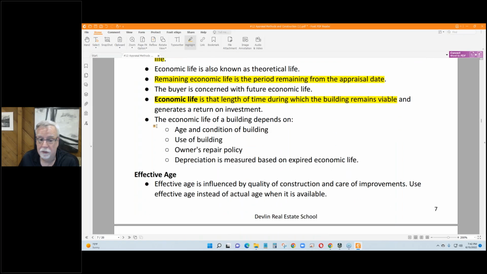It would depend on a lot of things. How old is the building? How is it being used? Is it being maintained? Things like that. And depreciation is based upon expired economic life. 50-year life, losing 2% a year, 5 years old, 10% is expired economic life.